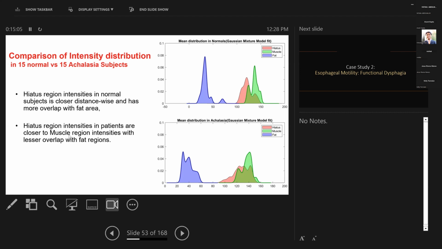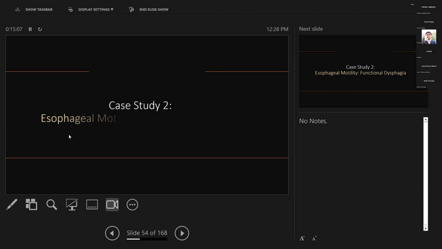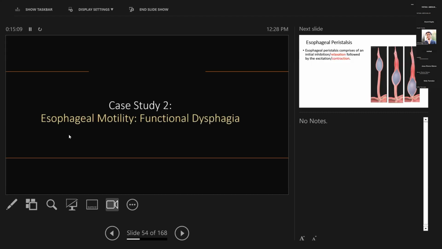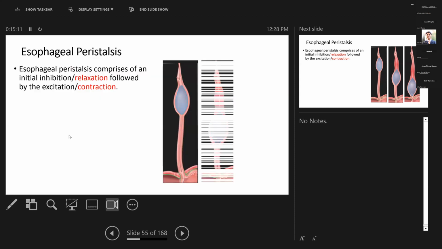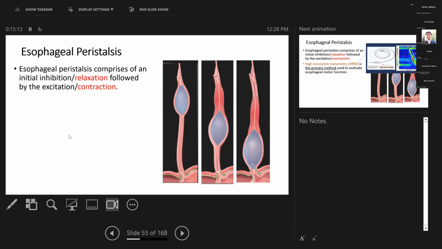So that's how we proved it. Now, the second case I want to discuss is the use of AI in esophageal motility in functional dysphagia. In order to understand functional dysphagia, we have to understand peristalsis.